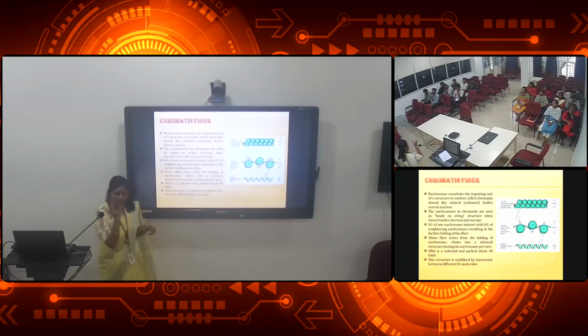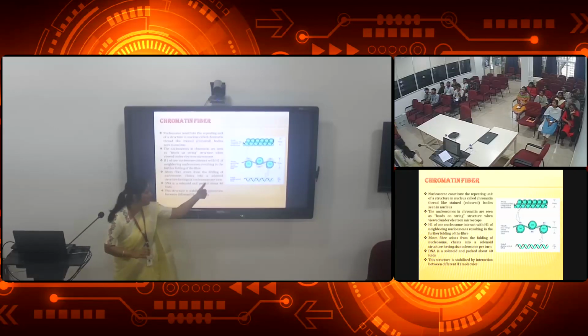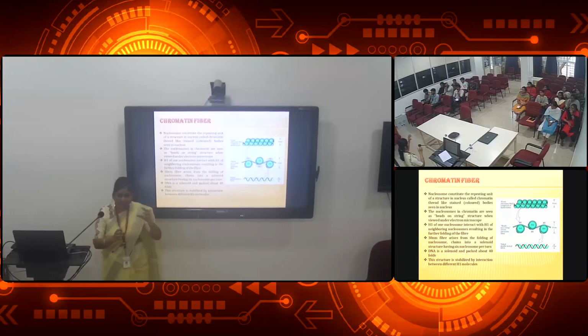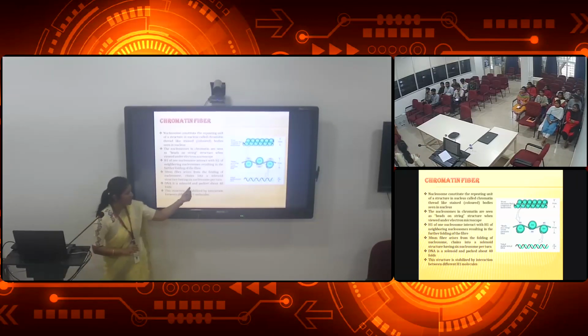So each solenoid structure has 6 nucleosomes per turn. Okay, 6 nucleosomes are present in one turn of the solenoid structure. So the solenoid structure has the nucleosome, core DNA, and linker DNA present. Core DNA and linker DNA. Okay, so DNA is a solenoid and packed about 40 folds.